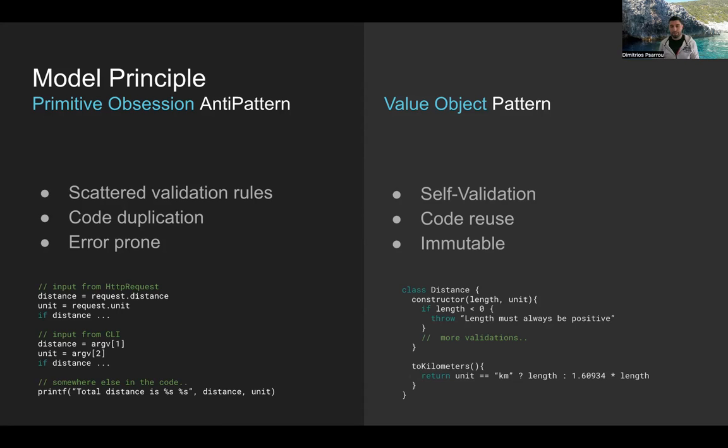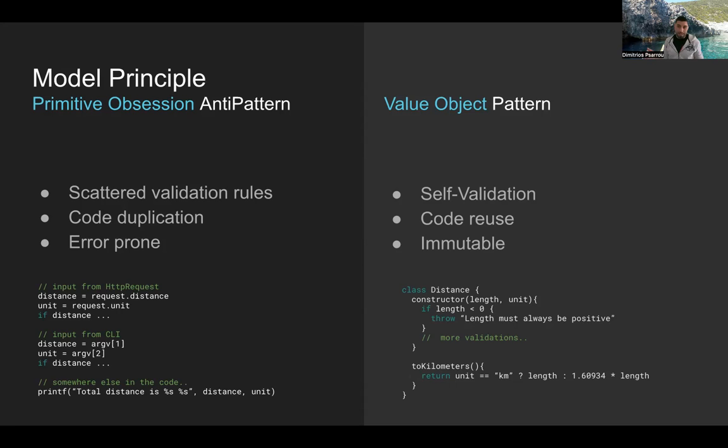On the right side of the slide, you can see how the model principle solves this problem by using the value objects pattern. Value objects are simple data structures. They look similar to entities, but they have no identity and are immutable and defined by their values. So if you look at the distance class, it's easy to see how simple and powerful this concept is.